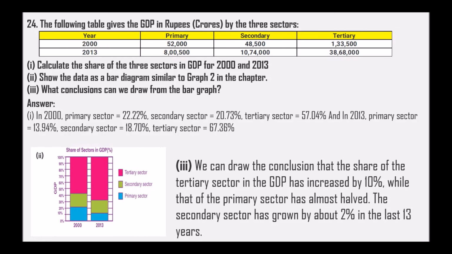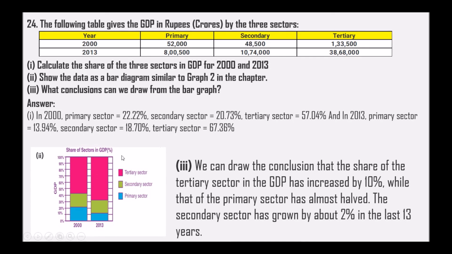The following table gives the GDP in rupees by the three sectors. These are the years: primary, secondary and tertiary. Calculate the share of three sectors in GDP for 2000 and 2013. So in 2000, primary sector 22.22%, secondary 20.73%, tertiary 57.04%, and in 2013, the primary sector 13.94%, secondary sector 18.70%, tertiary sector 67.36%.